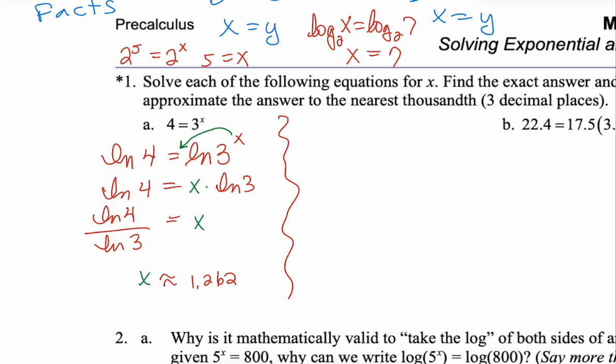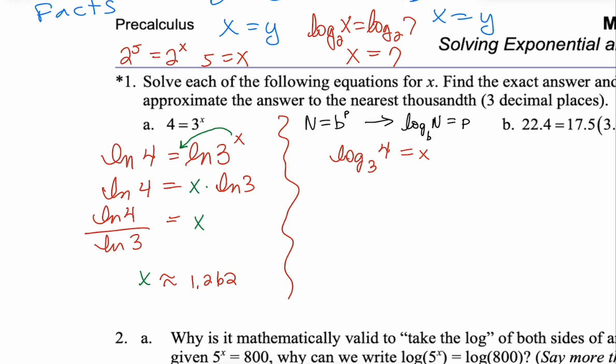The third fact that hopefully you wrote down was that if we have a number equals a base to some power, we can convert it to a logarithm. The log base b of the number equals the power. So let's take that same exact equation we saw, 4 equals 3 to the x. Our number is 4, our base is 3, our power is x. And let's put it in logarithmic form. That would be that the log base 3 of the number 4 is the power, in this case, x.